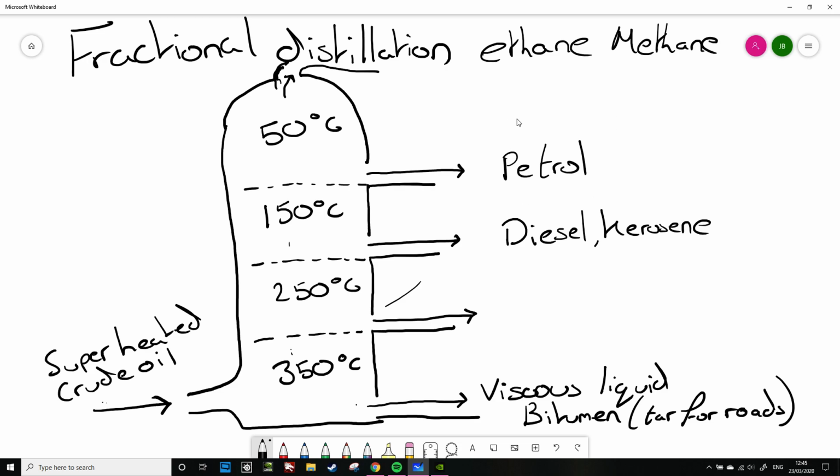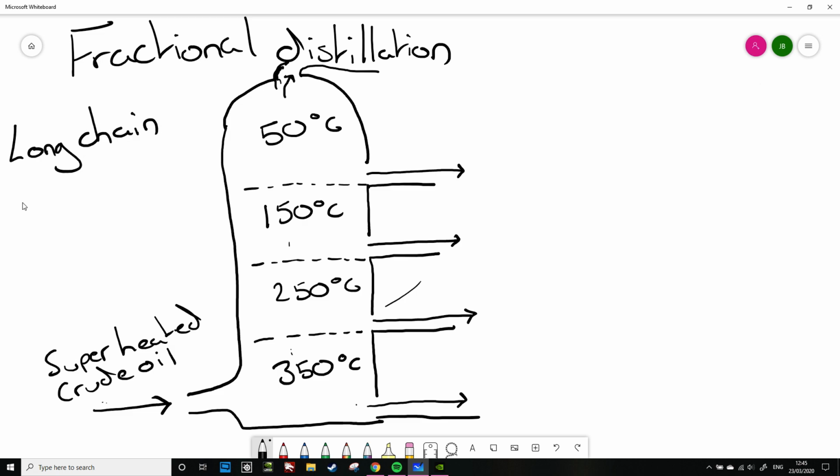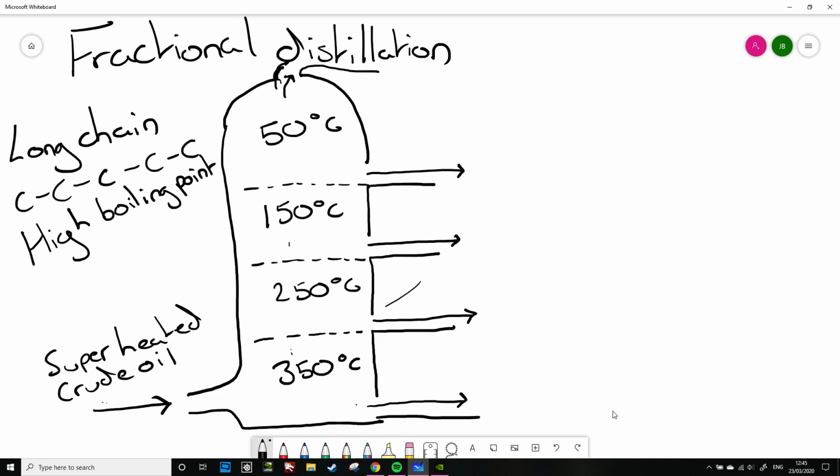Now we're going to quickly talk about length of chains in regard to this, because that is an important part. So the longer the chain, the higher the boiling point. So long chain, and by chain I mean lots of carbons together like this. That's a chain of carbons. So a long one, being 20 plus, let's say, will have a high boiling point. And that means it will be a liquid even at this high temperature. So this is our long chains. They are unreactive.